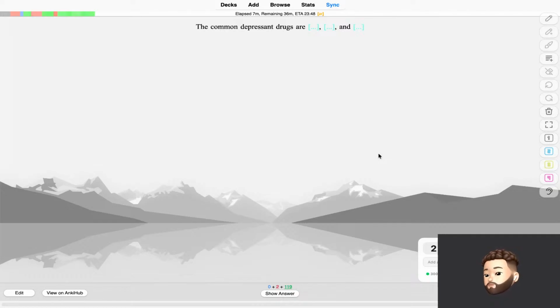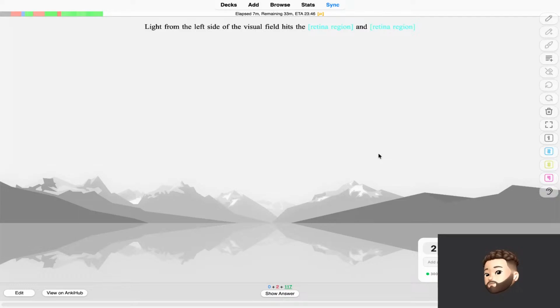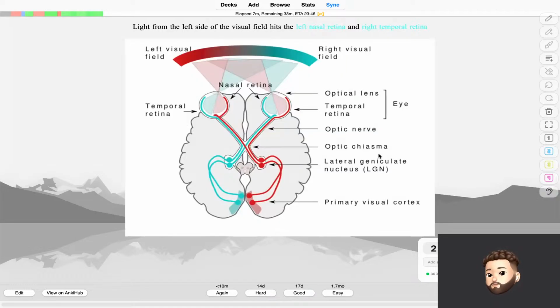The common depressant drugs are alcohol, barbiturates, and benzodiazepines. Delta waves are associated with deep sleep and comas. Light from the left side of the visual field hits the left nasal and the right temporal retina.